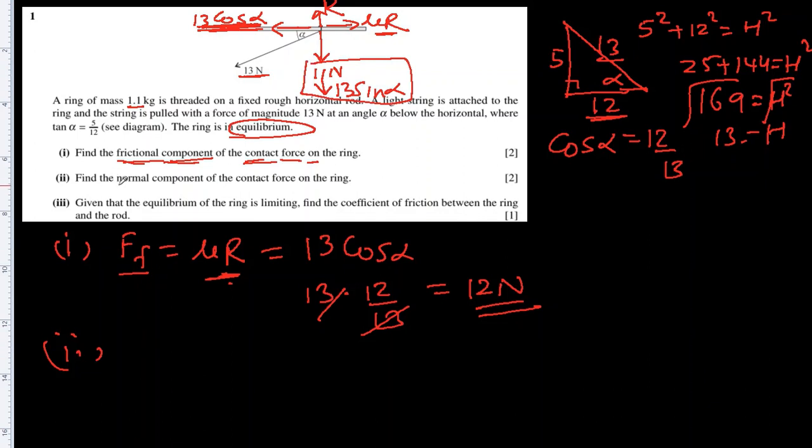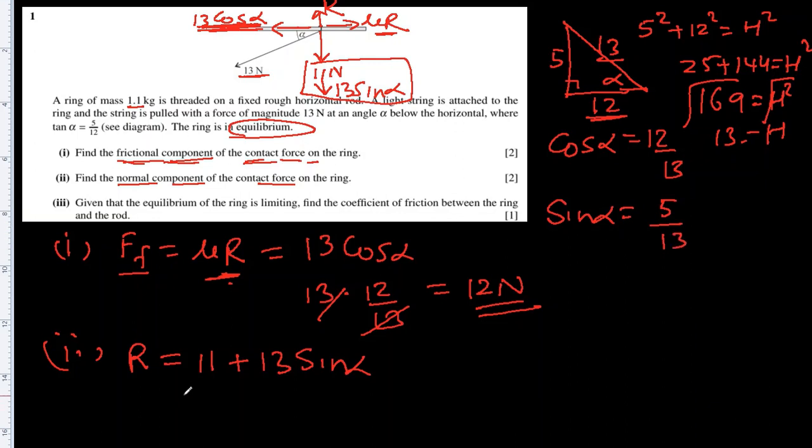So the normal component of the contact force, which is R, will be equal to 11 plus 13 sine alpha. And just like we found cos alpha, let's find sine alpha, which will be opposite, which is 5, over hypotenuse 13. So 11 plus 13 times 5 over 13. They cancel out. 11 plus 5. 16 newtons is the normal contact force.